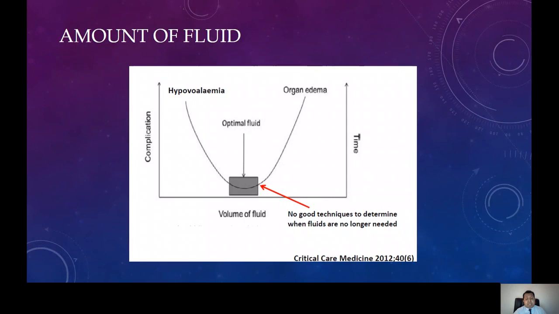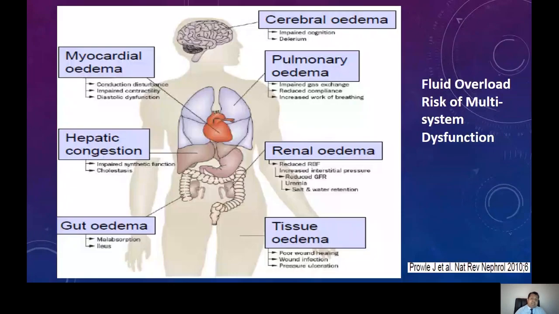And it's the same in acute kidney injury: when the child gets fluid overloaded, all the organs can get affected, as you see in this important slide. This slide is all about fluid overload and the risk of multi-system dysfunction. That's why we need to find ways of correcting the fluid deficit but not overloading too much. Because when there is fluid overload, the edema will affect all organs. There will be myocardial edema, hepatic congestion, gut edema, cerebral edema, pulmonary edema, renal edema, and tissue edema. All will contribute to morbidity and multi-system dysfunction. Therefore, fluid balance should be meticulous, and we need to find out how much fluid the child needs and try to prevent fluid overload, which in acute kidney injury is of paramount importance.